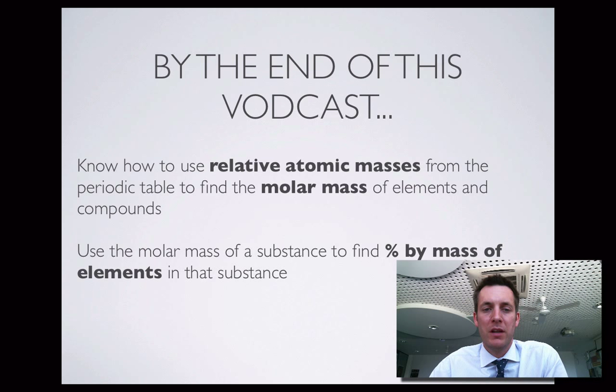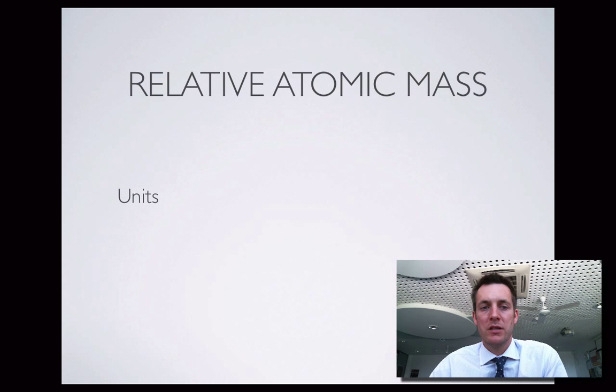Okay, hopefully by the end of this film you'll be able to look up relative atomic masses in the periodic table and find the molar mass of elements and compounds. Molar mass being the amount of mass that one mole weighs, okay? And then you'll be able to use the molar mass of a substance to find the percentage by mass of elements in that substance. Okay, so let's see how we do these things.